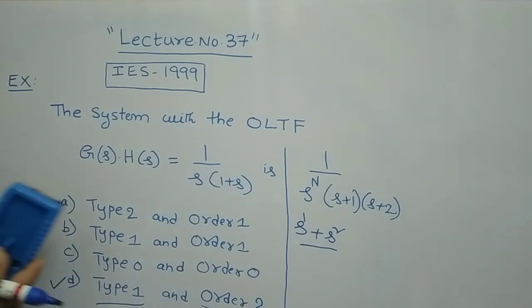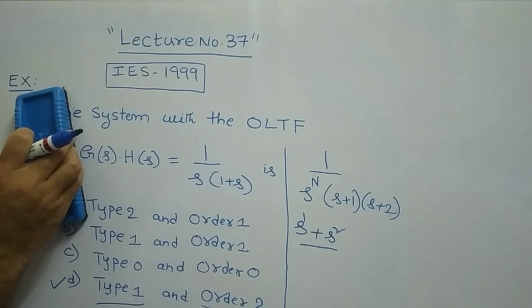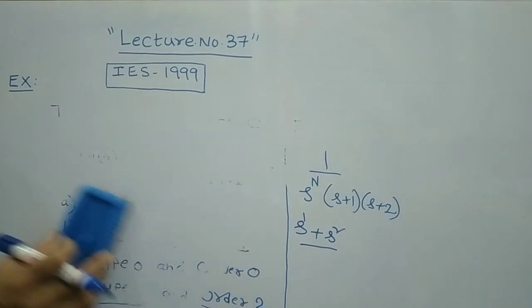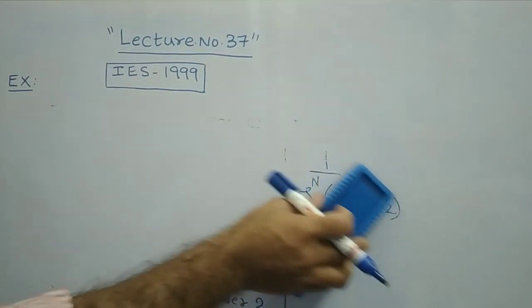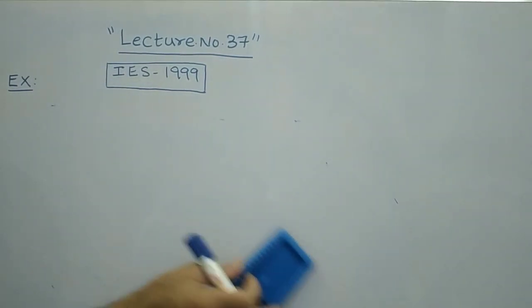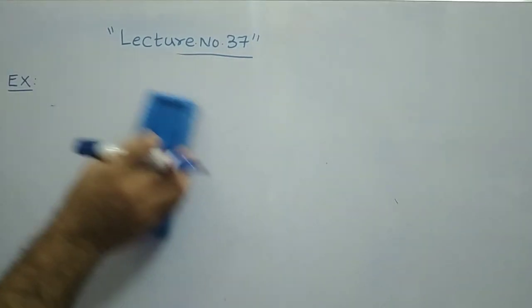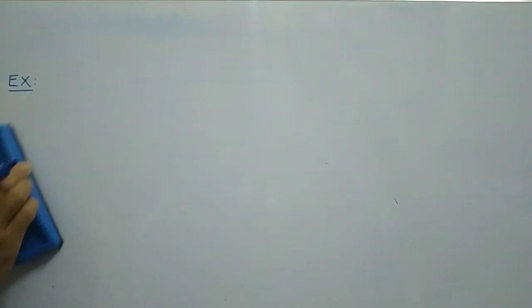Clear? So this is the question that was asked in IAS 1999. Okay, then we will see one more example. We will see the second example.